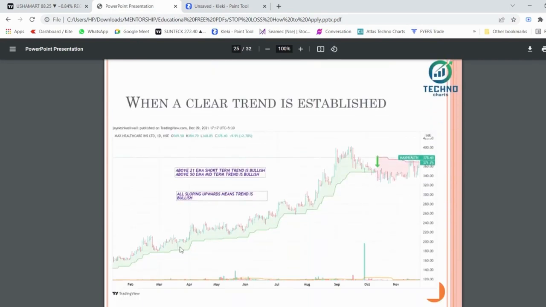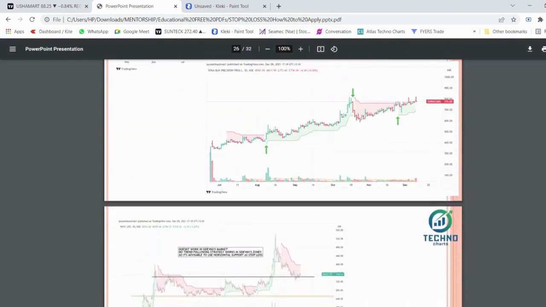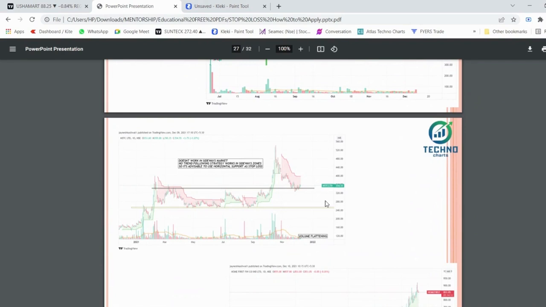So whenever a clear trend is established, you can trail your stop loss with the super trend as the super trend is moving up. Now, once your super trend gives a buy signal, then you can buy it definitely while keeping the stop loss below the super trend. And once it gives a sell signal, you should definitely exit from the stock in a trending market. So in case of a sideways zone, for example, MSTC, this is not a stock that you should be using for super trend because the stock is in a sideways zone.